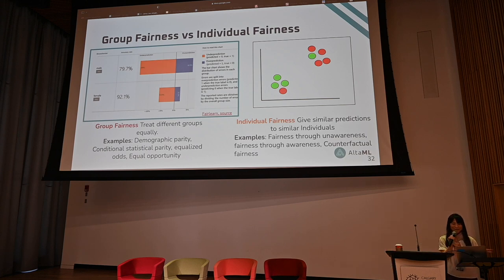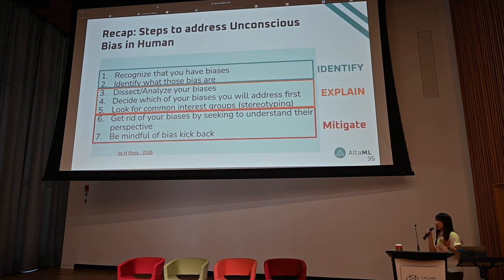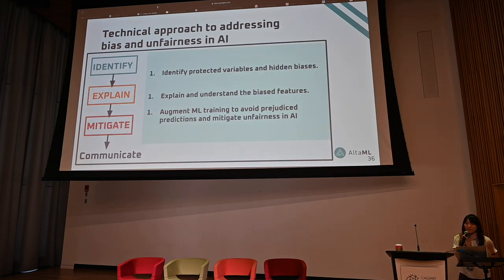Okay, not too bad, not too technical here. So there are some technical approaches with some open source toolkits. Previously, we talked about steps to address unconscious bias in humans: identify, explain, and mitigate. It's very similar in the AI world as well. You want to identify the protected and proxy variables. You want to be able to explain them so you can augment your machine learning solutions to take these bias issues into consideration, so you can build a model that's fair. Communication is also very important, and we'll talk about this later.